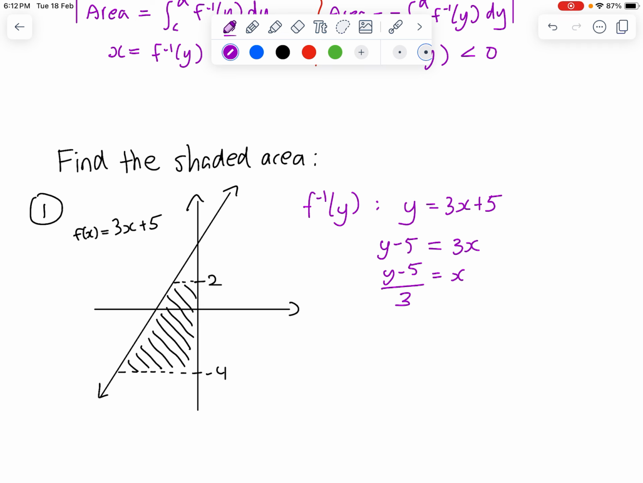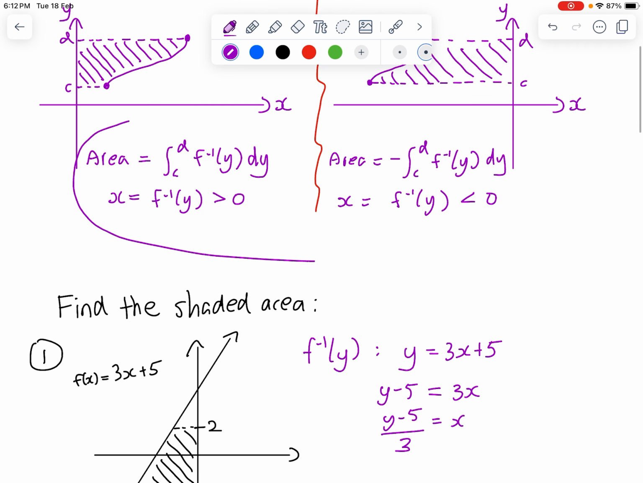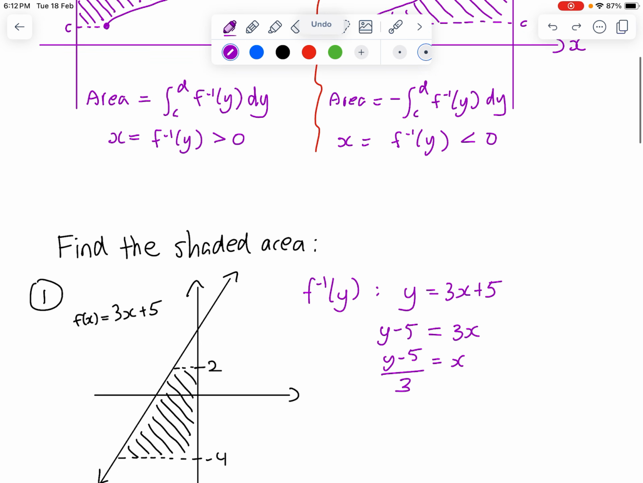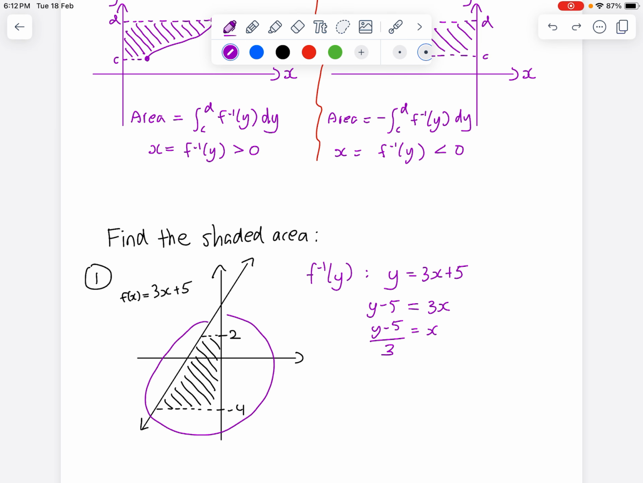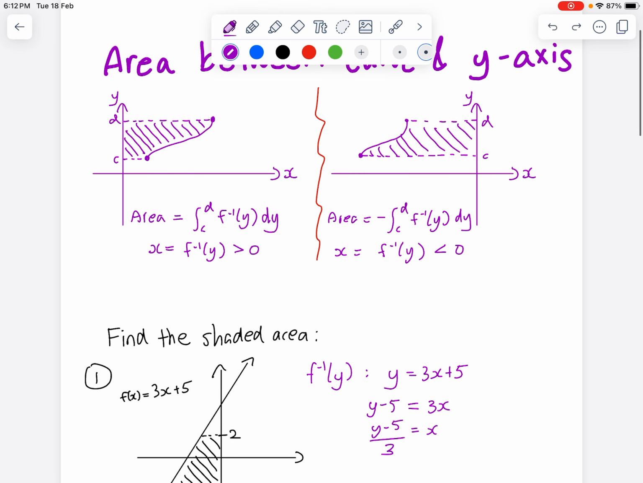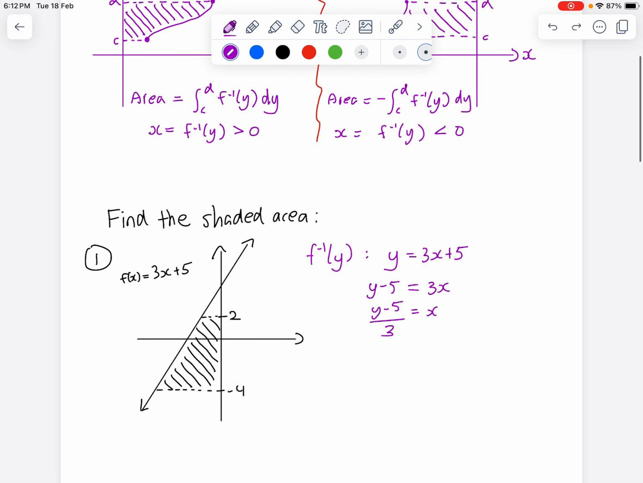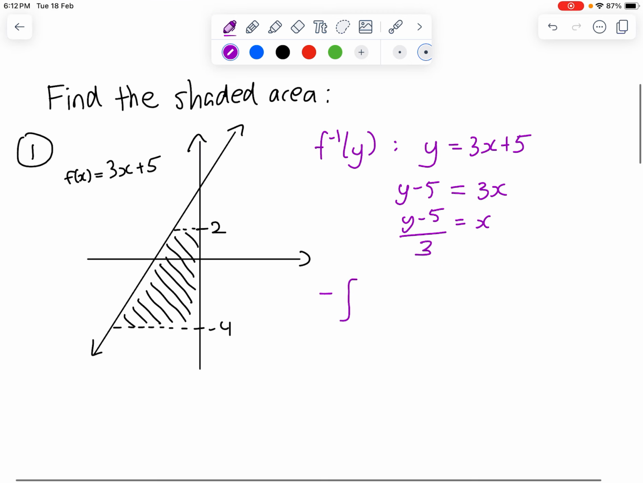Now we want to use the integration here. Which one do we use? We have the area from negative 4 to 2, and we see that the area is to the left, so we will have to put the negative sign in front. The area is going to be the negative integral with lower bound negative 4 and upper bound 2.